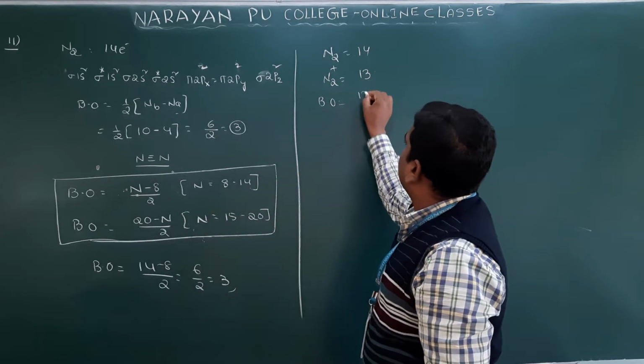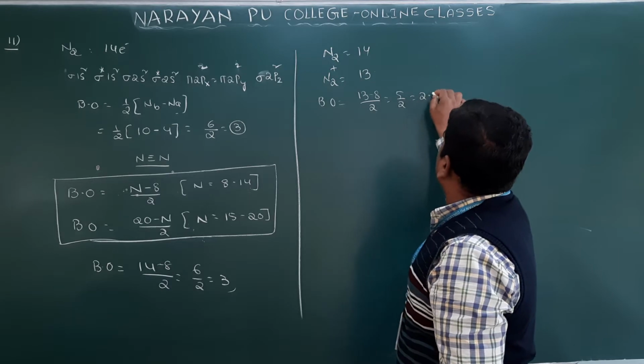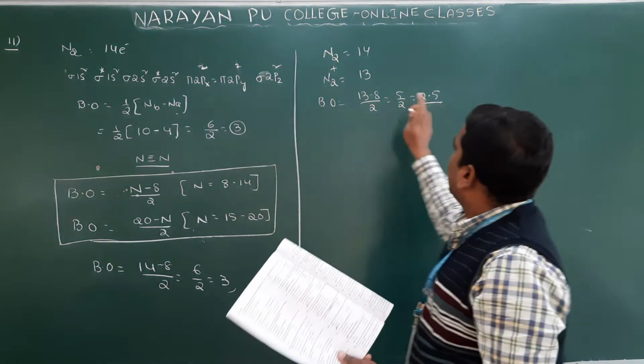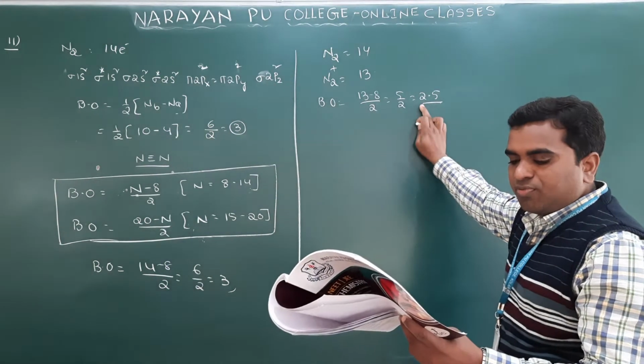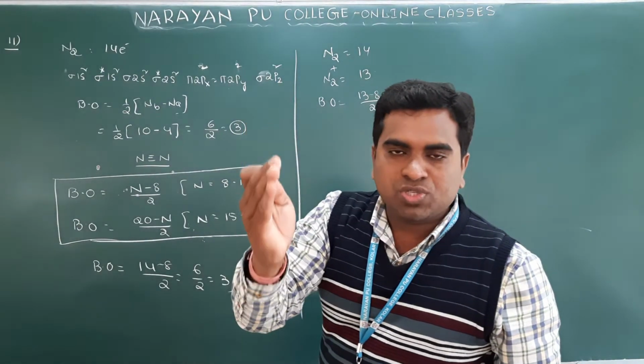You have to use here (13 minus 8) divided by 2, that is 5 by 2, which is 2.5. Clear? So the bond order for N2 is 3, and for N2 plus it is 2.5. So the greater the bond order, the greater will be the dissociation energy.